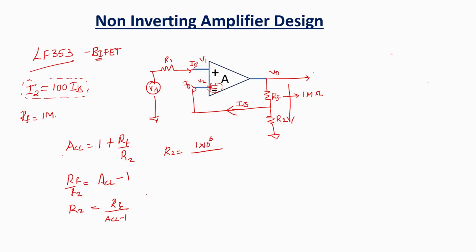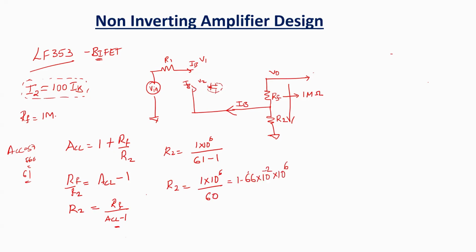What is ACL? In the previous examples we saw ACL could be 50 or 60 or something like that. But I'm going to take around 61 just for simple calculation purposes. 61 minus 1. So R2 is equal to 1 times 10 to the power of 6 divided by 60. Let's calculate it. It is 1.66 times 10 to the power of 4, or 16.6K ohms. So you can put it over here. It is 16.6K.